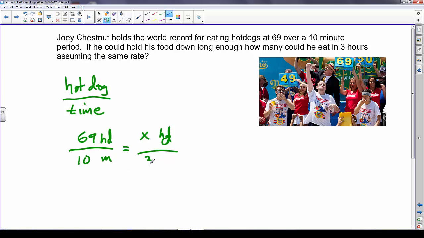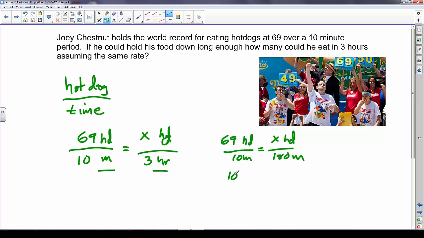Now the problem is, if I put 3 hours right here, my units are off. I have hot dogs on top, and I have minutes and hours on the bottom. So I'm going to have to change this so everything is in the same unit. So let's do that over here. We have 69 hot dogs in 10 minutes. And I know in an hour there's 60 minutes, and I have 3 hours. So that's 180 minutes. Now we'll do our cross product.